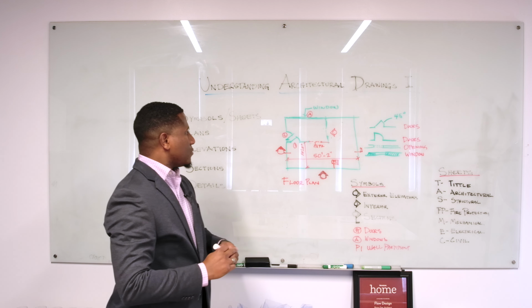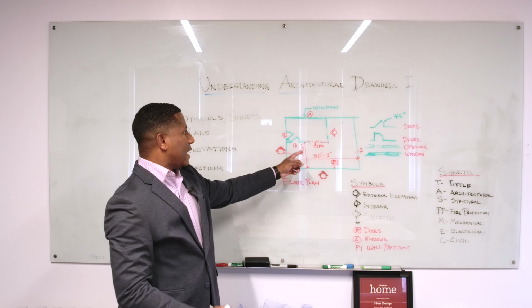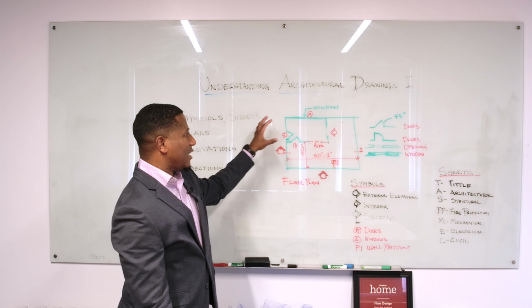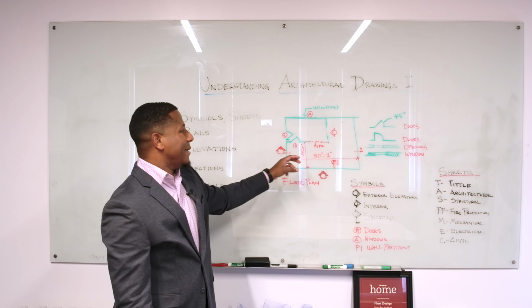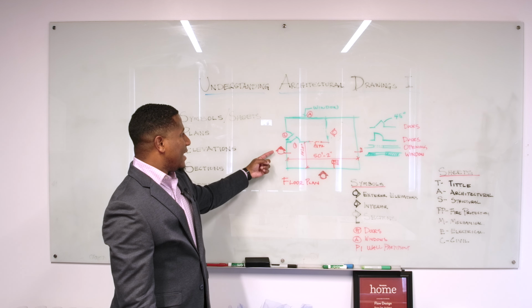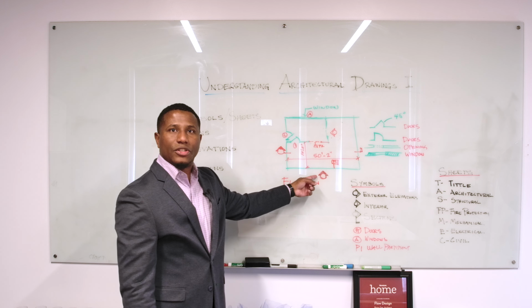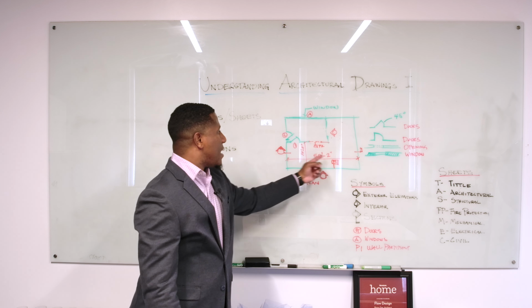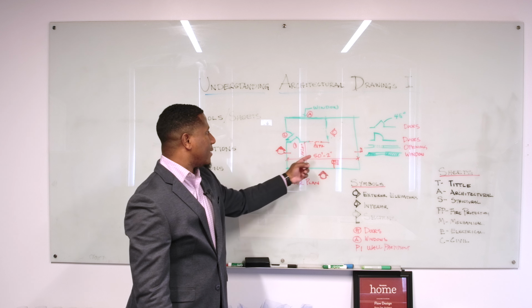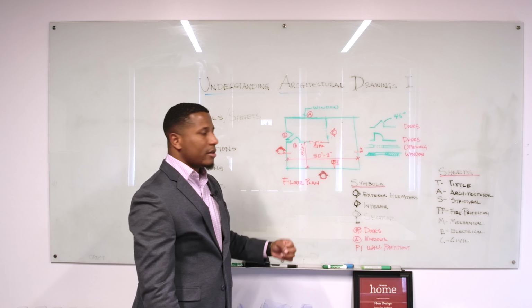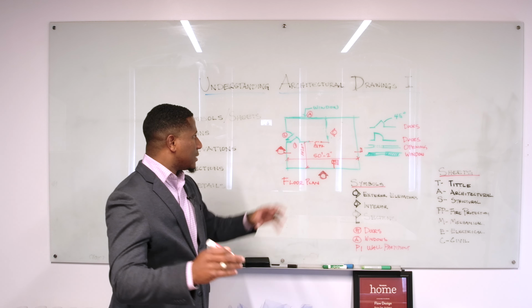Now, when you look at this set of plans, even though we have symbols, you can see how busy it's already getting, because we have the section symbol, the exterior elevation symbol, dimensions within the floor plan, numbers, and letters here. Now, what does this mean?